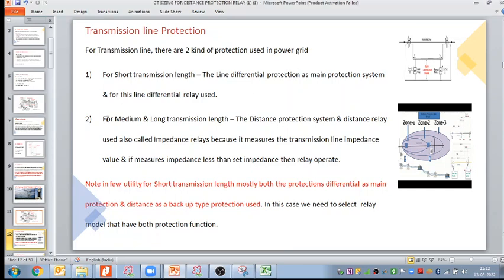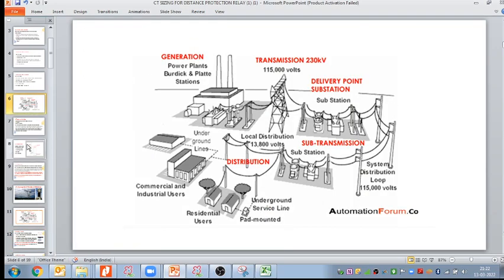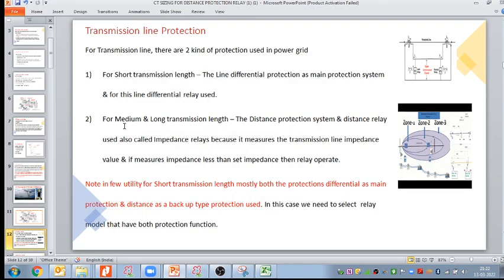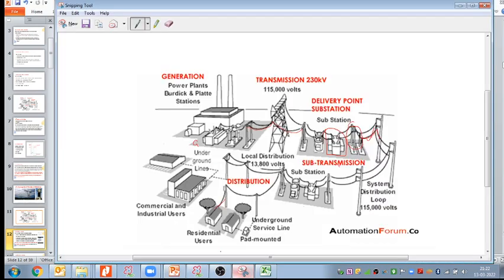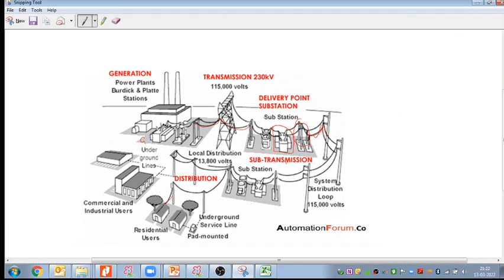So for the transmission line, there are two kinds of protection used in power grid. I mean to say, this is my power grid network. So two kinds of protections we use, for short transmission line length. If I'm saying short transmission line length, it means this line length is less, from here to here, less line length, so that is the short transmission line.